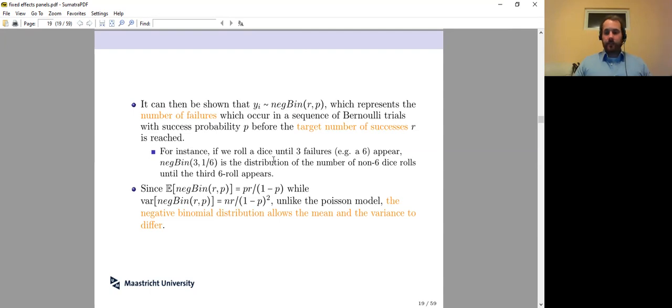Now, the advantage of the negative binomial over the Poisson is precisely here. This is the expression for the mean of a negative binomial model. And this does not coincide with the variance of a negative binomial model. So therefore, unlike in the Poisson case, we can allow for differences between the mean and the variance. And therefore, we can allow for over-dispersion in the data.